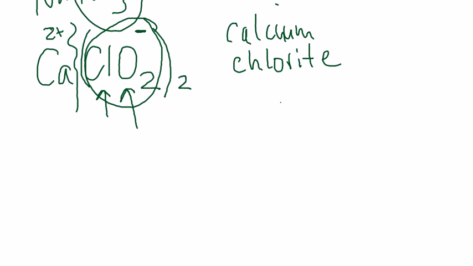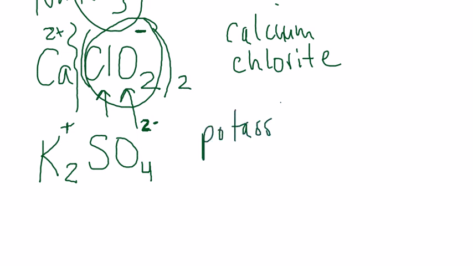Let's try another one. How about K2SO4? We notice that it's an ionic compound made of a metal and then two nonmetals. We look up SO4 and we find it in the 2- column. So SO4 as a group carries a charge of 2-, which is why potassium sulfate is K2SO4. K2SO4, potassium sulfate.